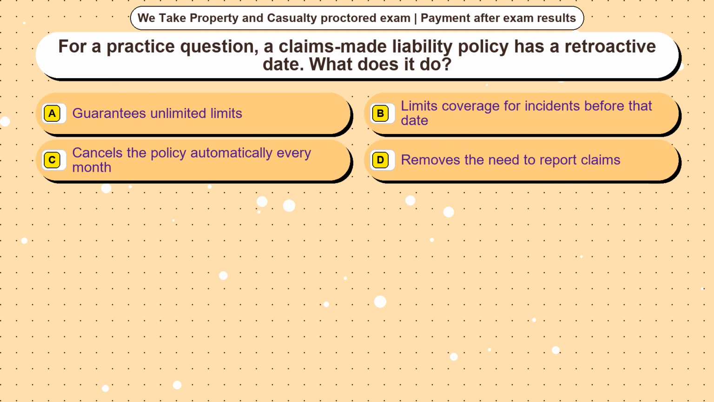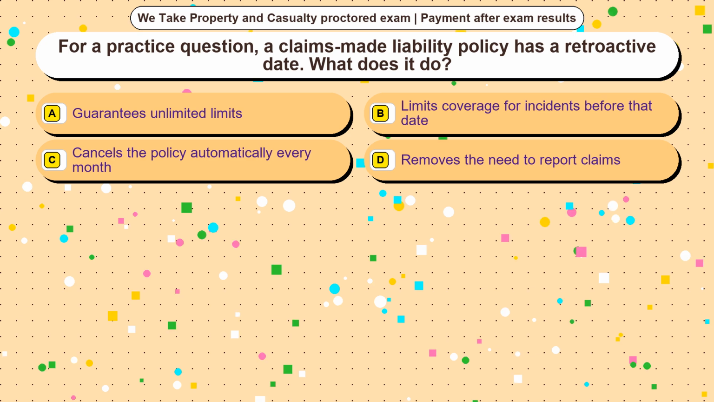Question 18. For a practice question, a claims-made liability policy has a retroactive date. What does it do? Option A, guarantees unlimited limits. Option B, limits coverage for incidents before that date. Option C, cancels the policy automatically every month. Option D, removes the need to report claims.